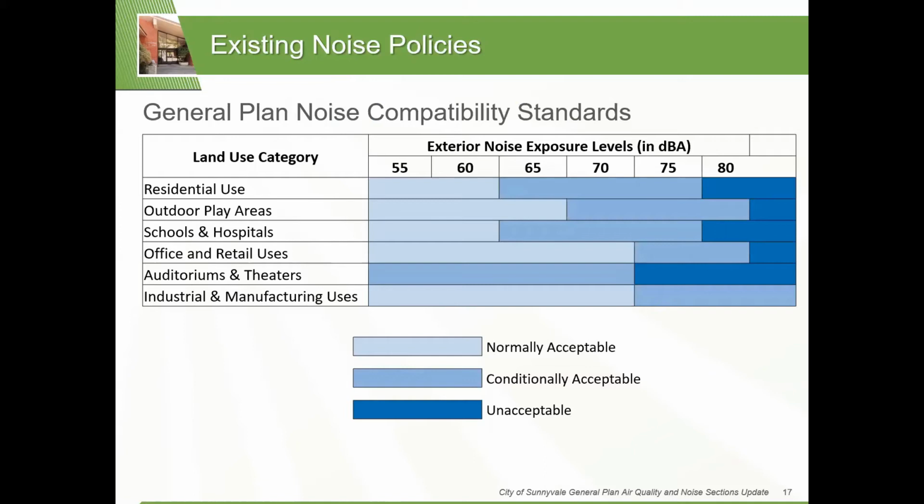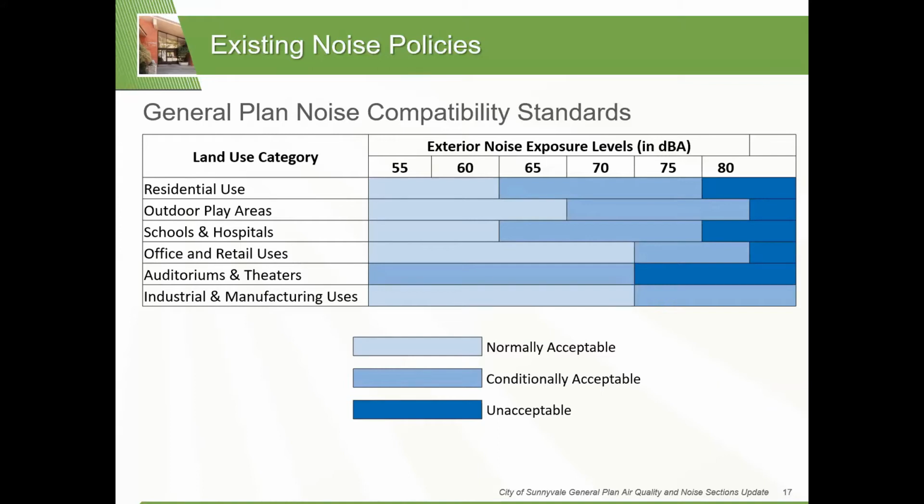General plan noise compatibility standards set acceptable noise exposure levels for new development based on land use types, such as residential, commercial, industrial, public schools, etc. Current standards establish the following acceptable noise exposure limits for residential uses. Less than 60 dBA CNEL is normally acceptable for new sensitive land uses.